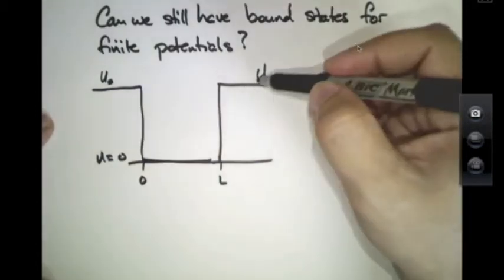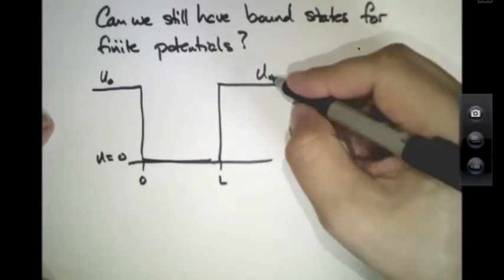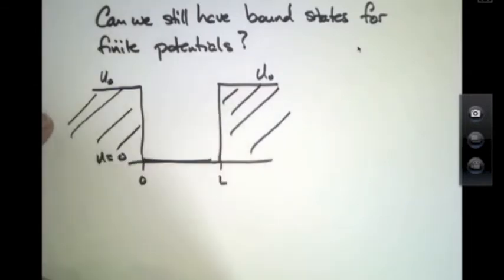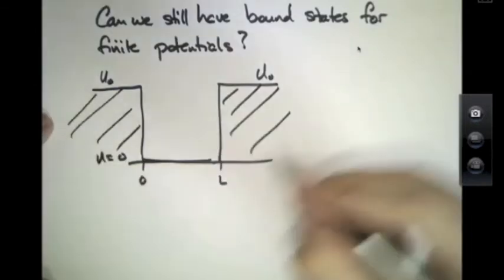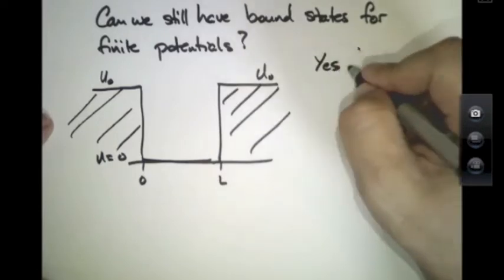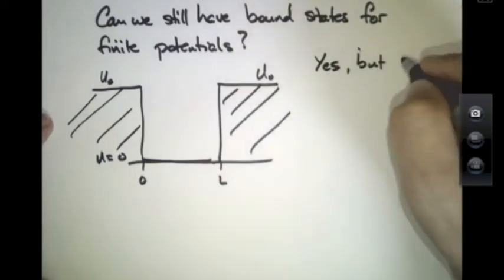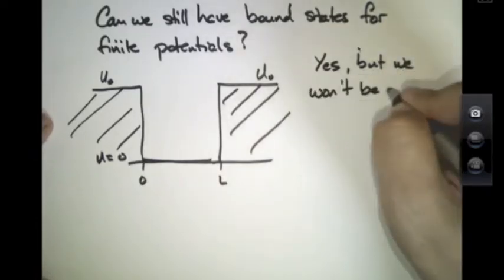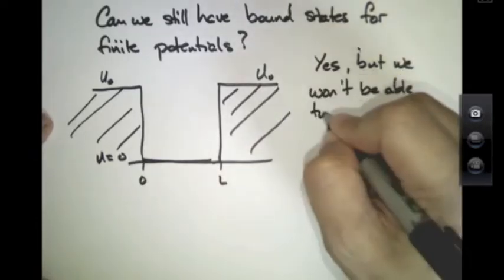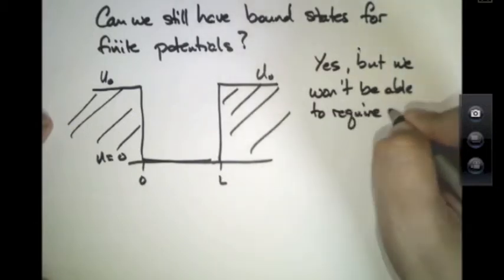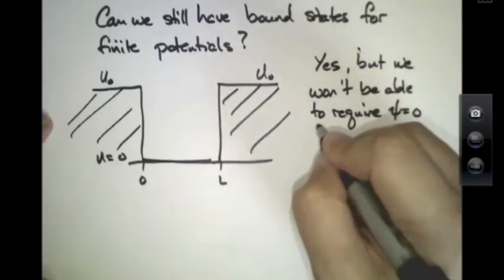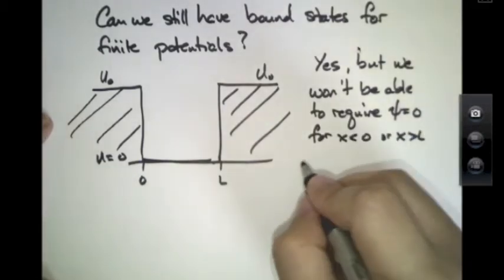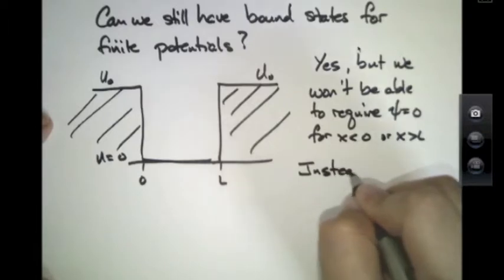If this was an infinite potential, we would have expected psi to go to 0 in this region, and psi to go to 0 here. But if this is a finite potential, we won't require this to go to 0 exactly. Instead, we'll ask only that it goes to 0.